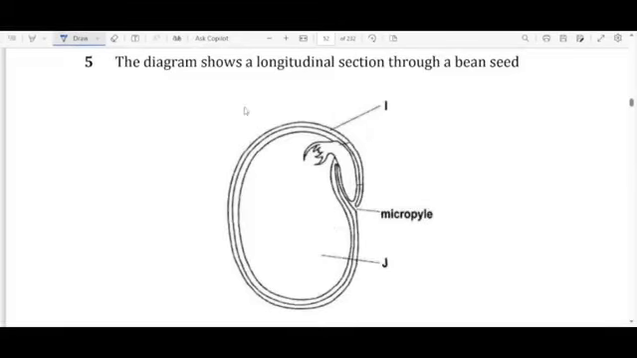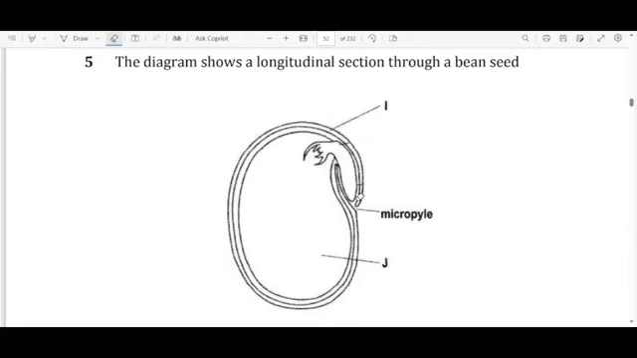So I want us to answer this simple question. The diagram shows a longitudinal section through a bean seed. So this is the bean seed. So this bean seed is labeled J and I. Okay. Then we also have the micropyle.